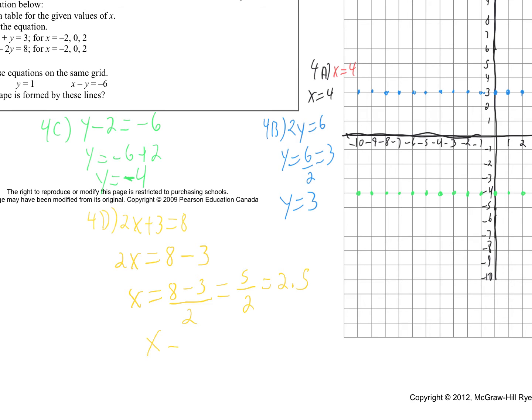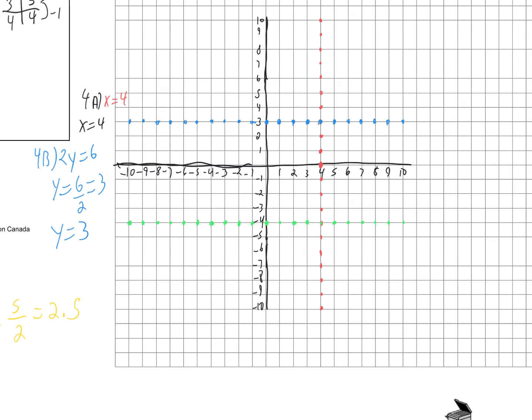So I can say x equals 2.5. And since I know it's an x, I'm going to wind up having a vertical line going straight up and down that's going to go through x at positive 2.5. So on our x-axis, this is where 2.5 would be, right where I made the yellow dot. And this makes a vertical line that goes all the way up, continuing on, and all the way down, continuing on.